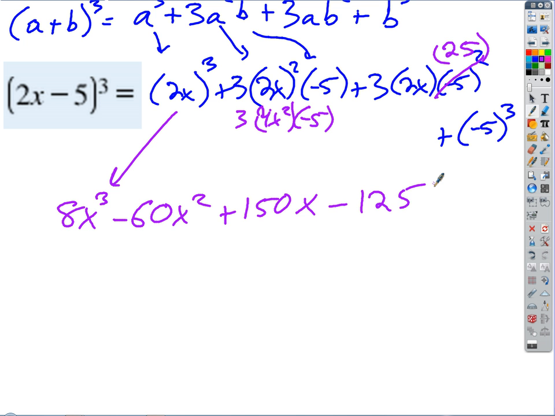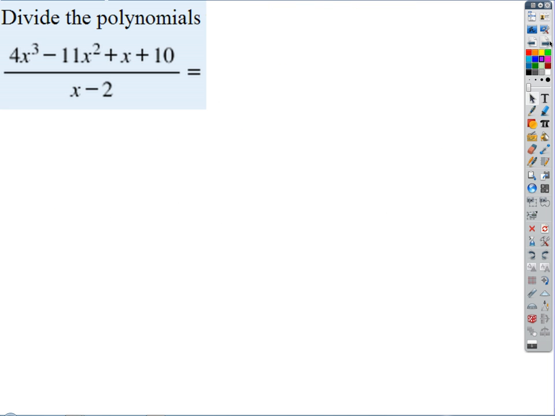You can take your pick, honestly, whichever way you prefer. I definitely prefer that way, but maybe you like the other one better. That's fine. Okay, dividing polynomials.